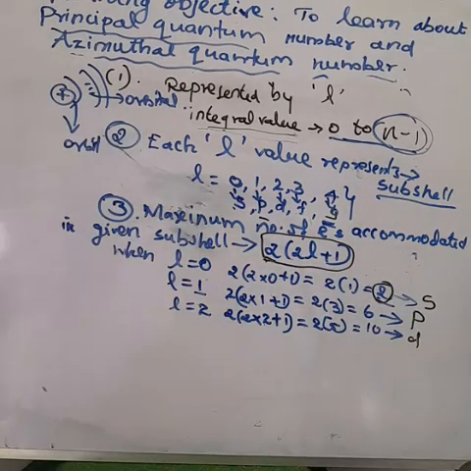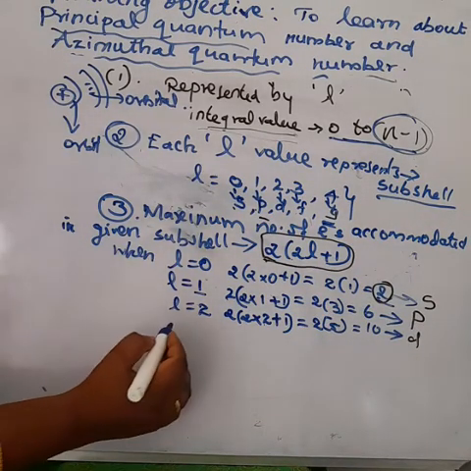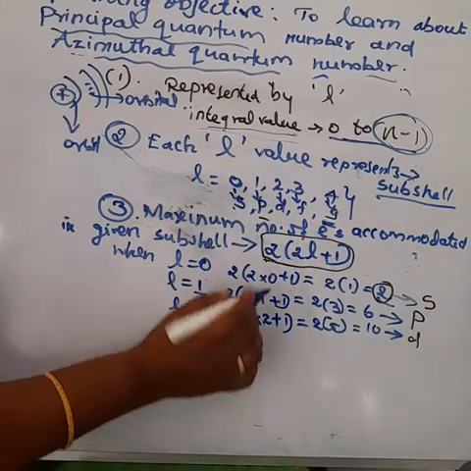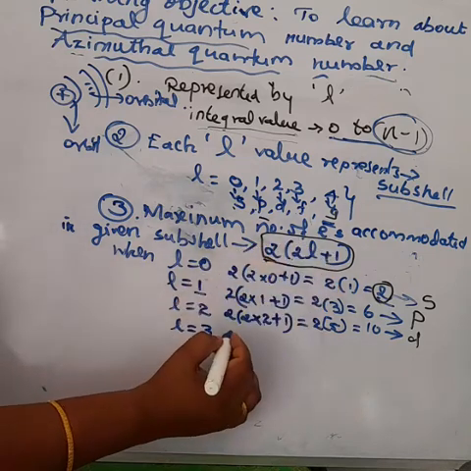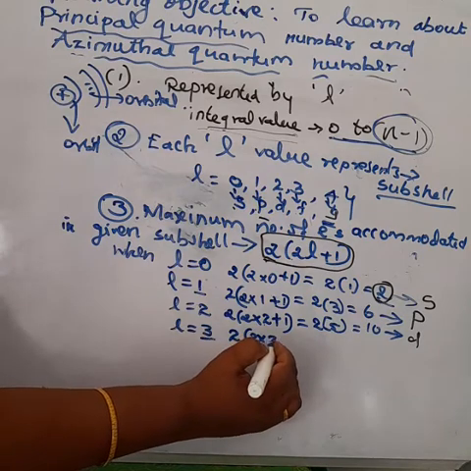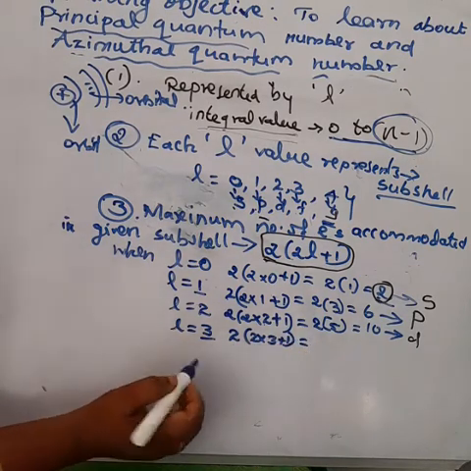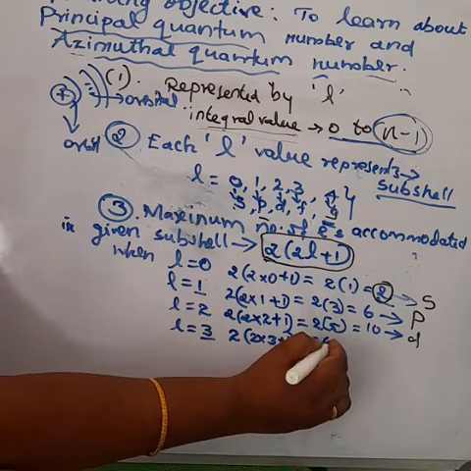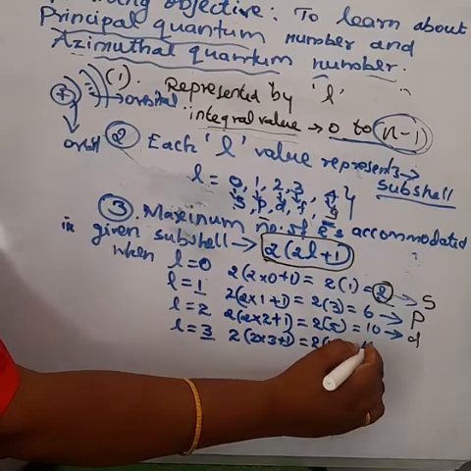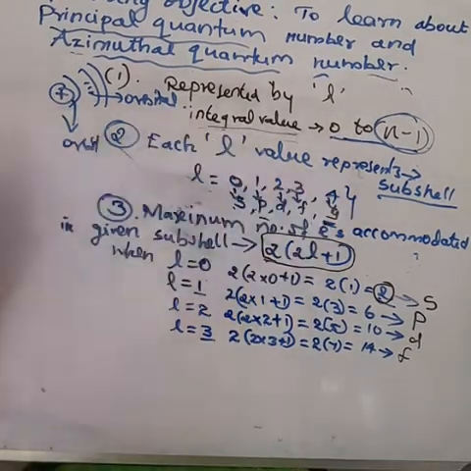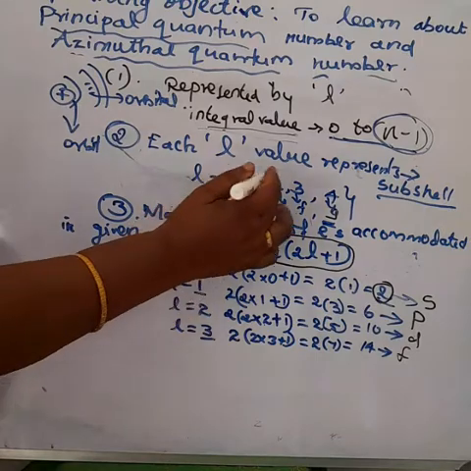Okay, and then the f subshell, where l is equal to 3. The formula is 2 into 2l plus 1. So 2 into (2 times 3 plus 1). 2 times 3 is 6, plus 1 is 7. So 2 into 7 is 14 electrons we can accommodate in the f subshell. And for the g subshell, the maximum number of electrons can be calculated the same way.